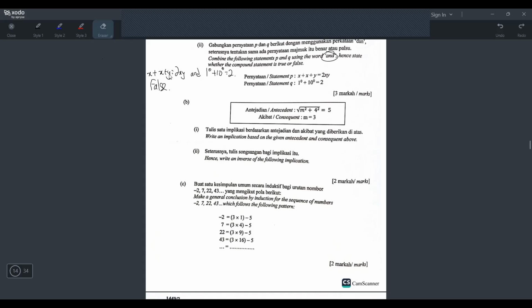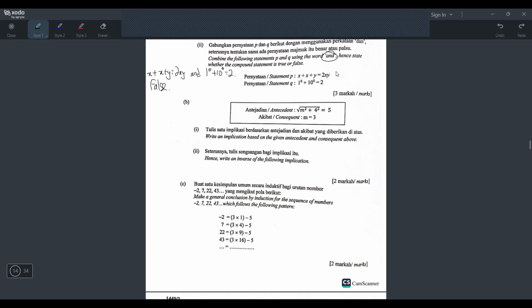So if this is false, no need to look at the back anymore, because for and, both must be true for the result to be true. So if the first one is false already, then the whole thing is false, even though the second part is true. But let's look at the second one. 1 power 0 is 1, 10 power 0 is 1, 1 plus 1 is 2. This is actually true. But it doesn't matter because of and. So in the end, it becomes false.